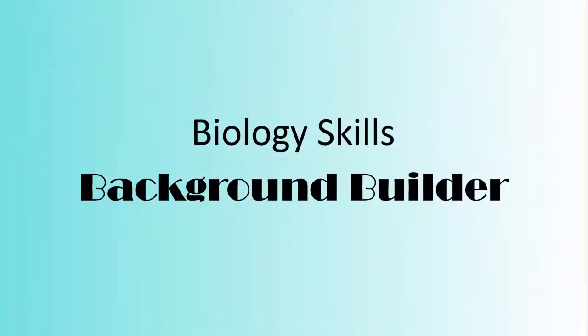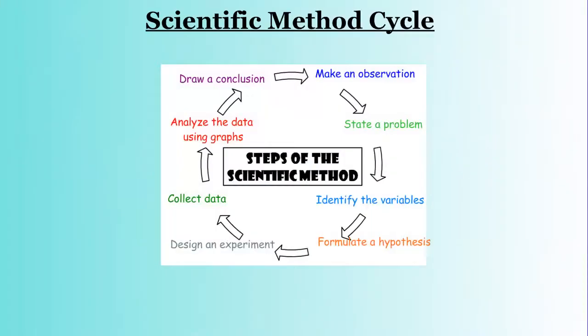Biology skills background builder. The first essential concept in this unit will be the scientific method cycle. You can see on the cycle, the picture on the screen, the cycle is outlined. You can start by making an observation. You state a problem, you identify the variables, formulate a hypothesis. From there you can design an experiment which will collect data, analyze the graphs, and draw a conclusion.